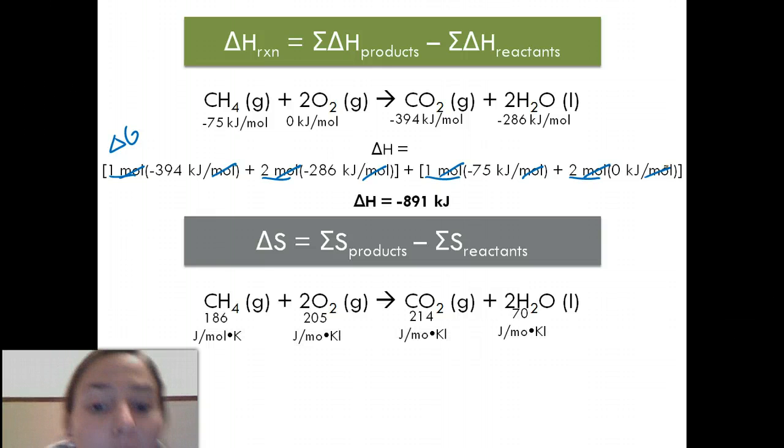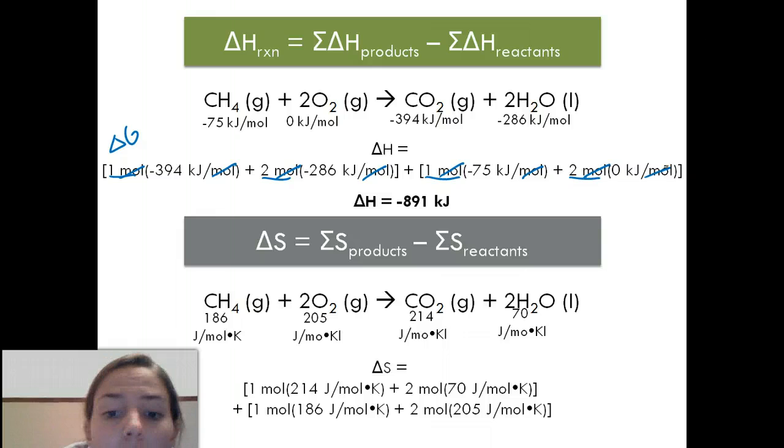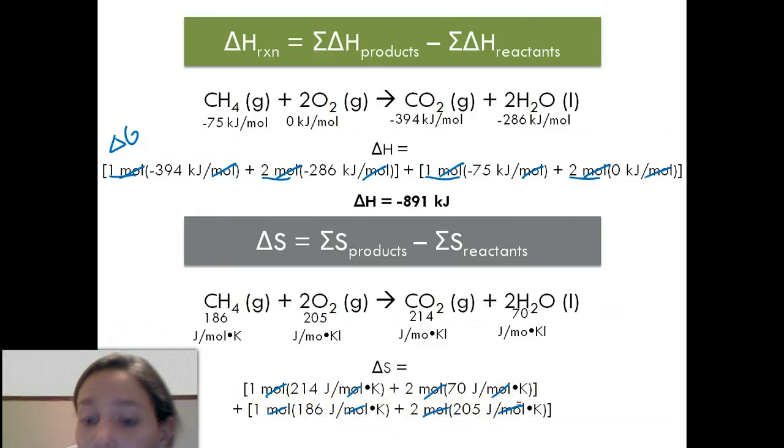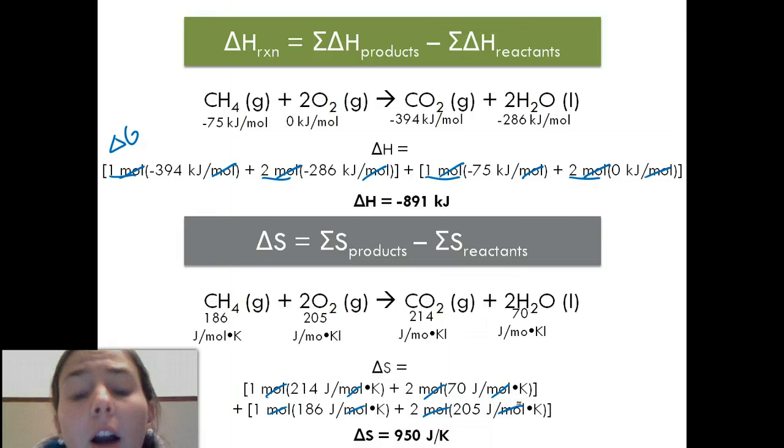The same thing applies when we're calculating our delta S values. Our moles cancel because we're dividing by the unit mole. And so when we calculate our delta S value, our unit is joules per Kelvin. Now, AP will accept these units, and according to the equation, these are the correct units.